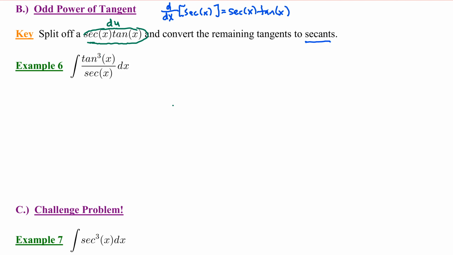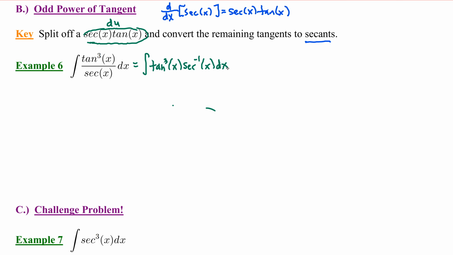So watch closely. We have the integral of tangent cubed of x divided by secant of x dx. So we do have an odd power of tangent, and that's what I'm going to focus on. But we don't really have the opportunity to split off a secant of x because the secant of x is in the denominator. So we're going to do a little bit of algebraic calisthenics here to prepare for our integration process. The first thing I'm going to do is get that secant of x out of the denominator. I'm going to rewrite it as secant to the negative 1 of x dx.